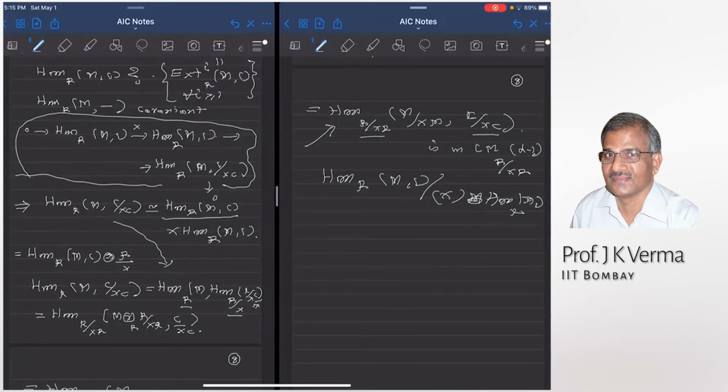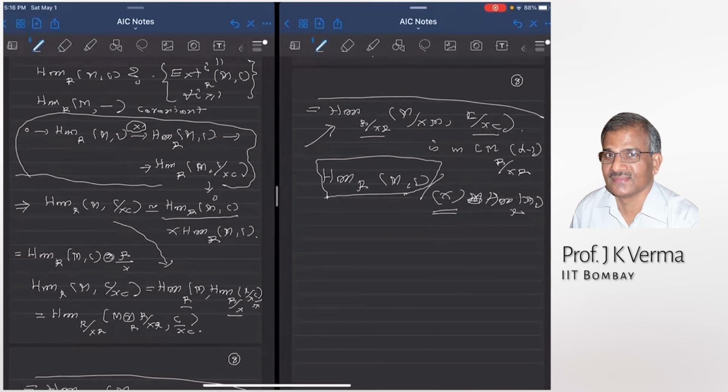Okay. But because of this exact sequence, X is a non-zero divisor on Hom_R(M,C). This exact sequence says that X is a non-zero divisor on Hom_R(M,C), and this module is a homomorphic image of Hom_R(M,C) by going mod a non-zero divisor on this module. But by the induction hypothesis, Hom(M/XM, C/XC) is a maximal Cohen-Macaulay module over R/XR. Therefore this module is also a maximal Cohen-Macaulay module over R, because over local rings, M/X is Cohen-Macaulay if and only if M is a Cohen-Macaulay module. So that shows that Hom_R(M,C) is a maximal Cohen-Macaulay module.